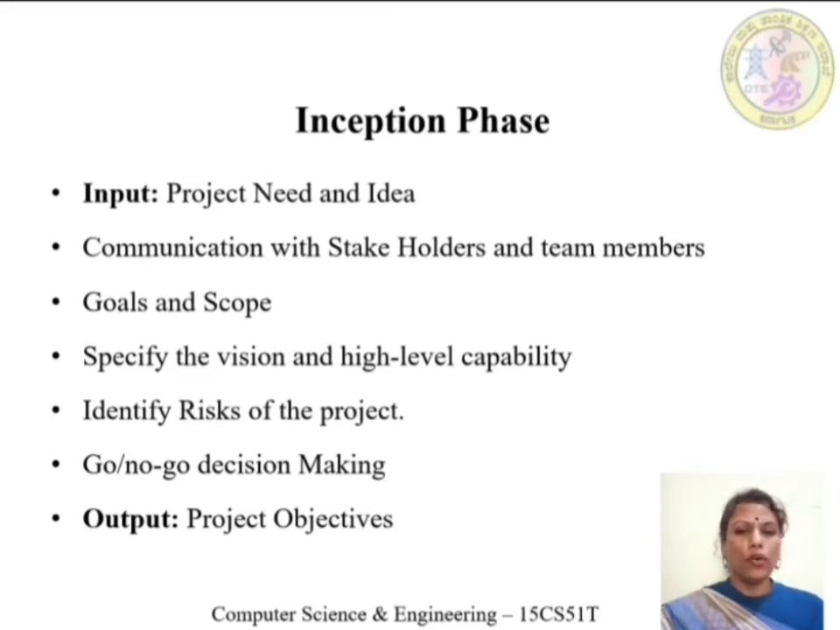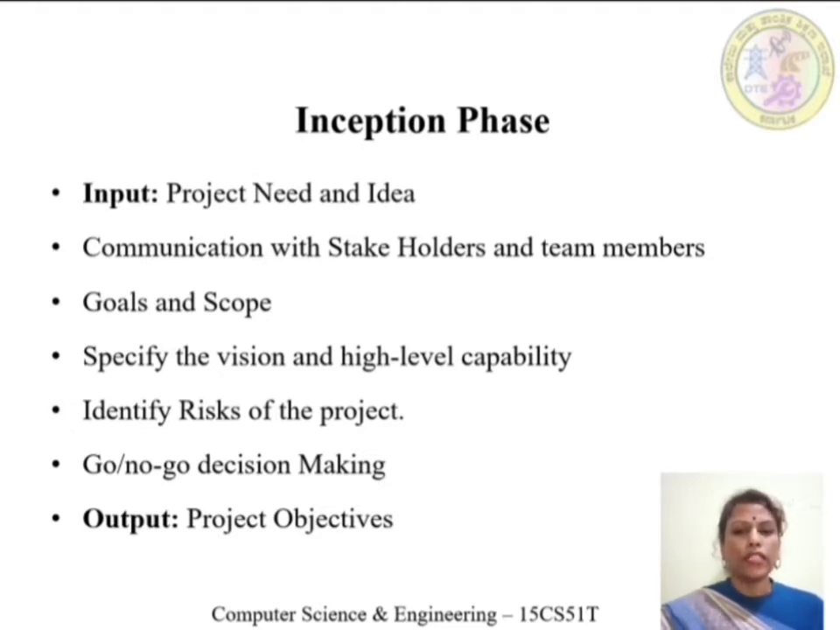the stakeholders and team members communicate together in order to set the goals and scope of the project. Scope is nothing but the features and functionality that should be included in our final product. And goals are nothing but the desired objectives of the project that have to be satisfied at the end. So these goals and scope are identified and specified by the communication of team members and stakeholders.